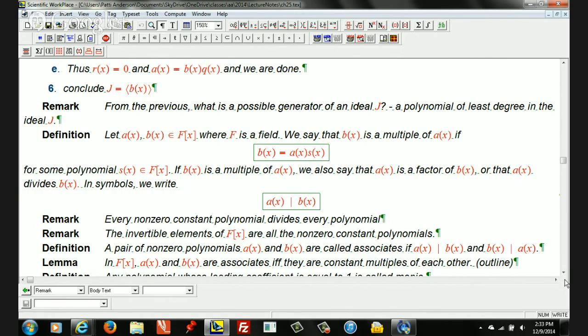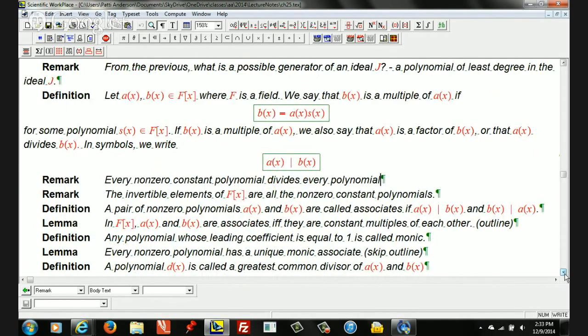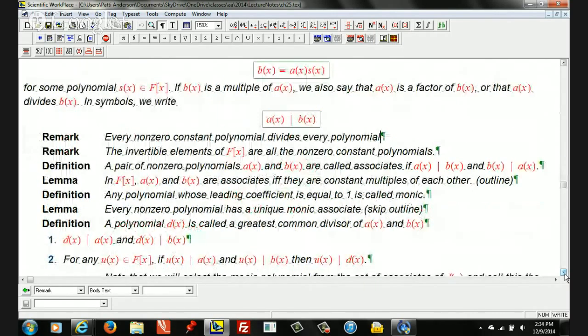Every non-zero constant polynomial divides every polynomial. Why? Because we just distribute everything. Yeah, and we're in an integral domain, which means that you have no divisors of 0. Everything has a multiplicative inverse in F. It's a field, so you can actually factor out that leading coefficient and divide by it. The invertible elements of F[x] are all the non-zero constant polynomials. They're the only ones that you can write as an inverse. So there are some elements that are invertible in the polynomial ring, but not all of them.